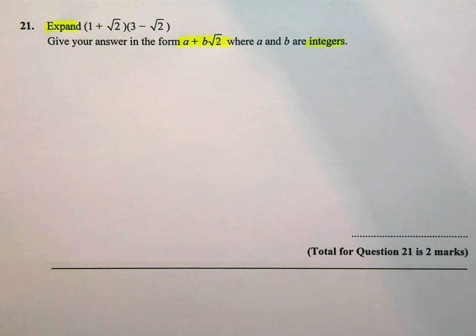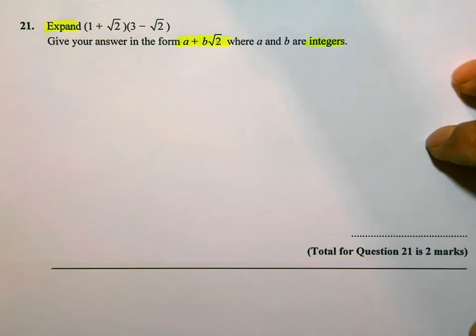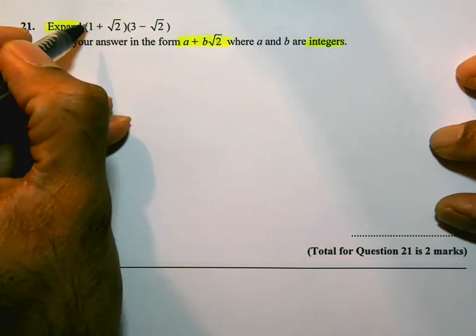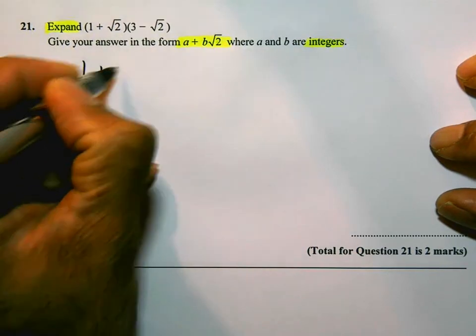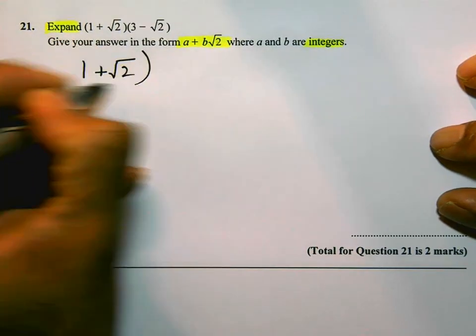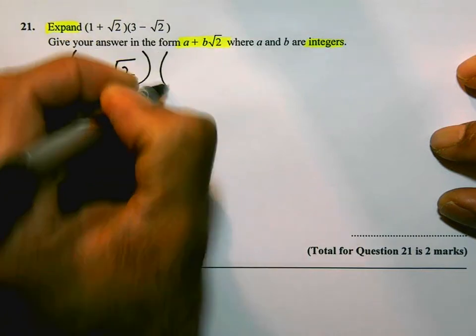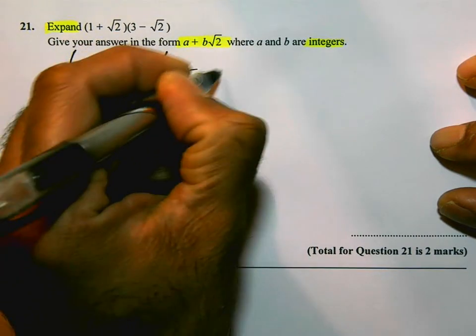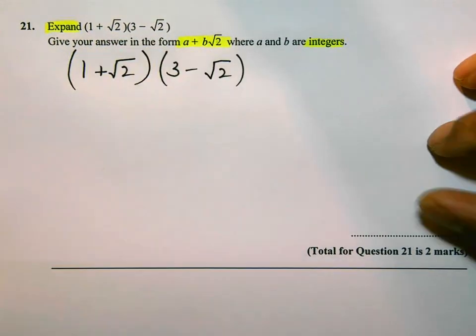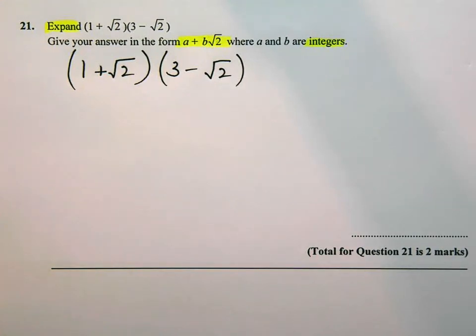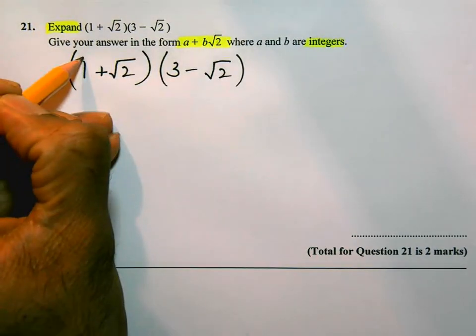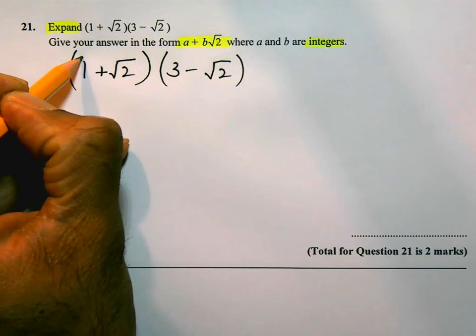Okay, so it's a non-calculator paper, so you're not expected to work out the square roots of those numbers. I'm just going to rewrite the question here. 1 plus the square root of 2 times 3 minus the square root of 2. The way we do this is just like when you're multiplying out a pair of brackets. So I'm going to use the smiley face technique, or just multiply between terms.